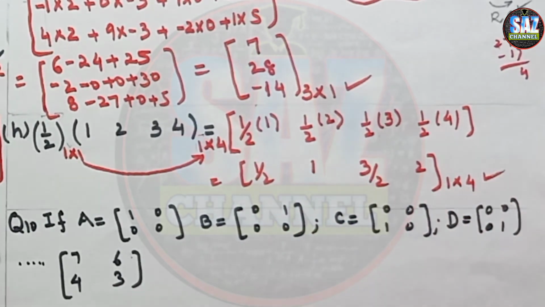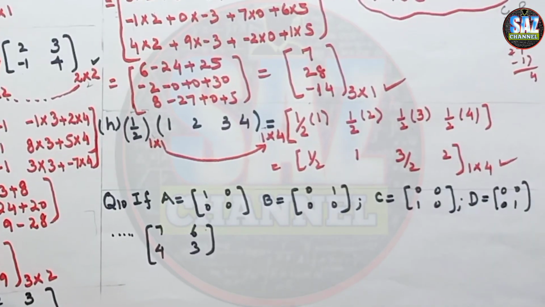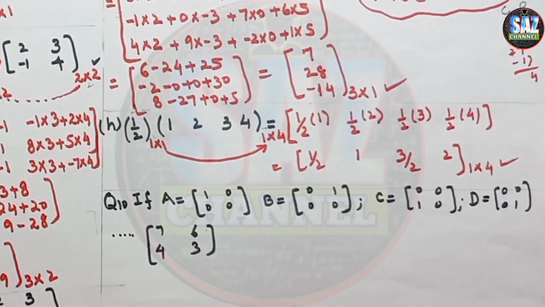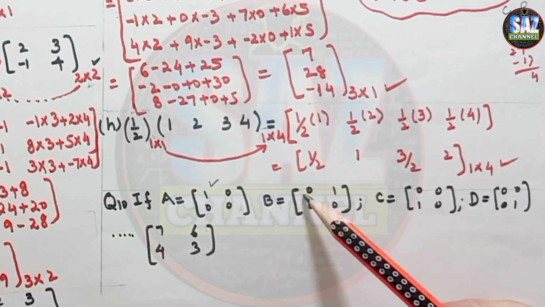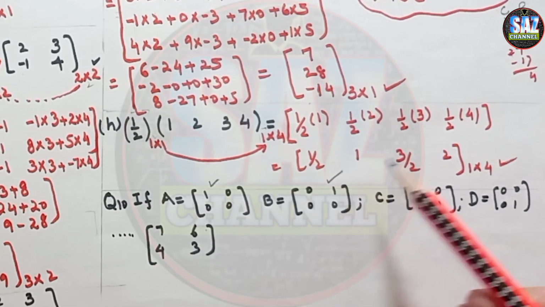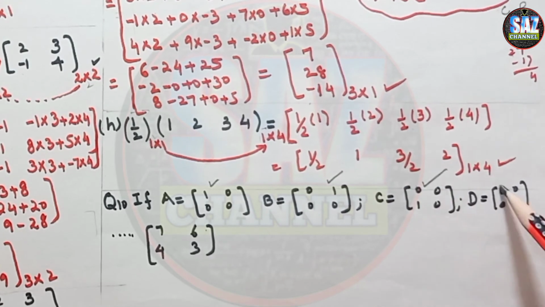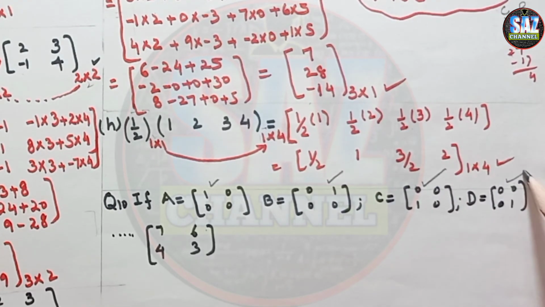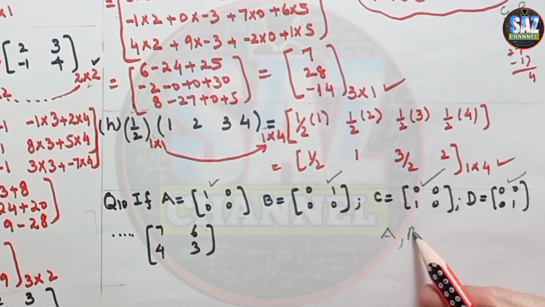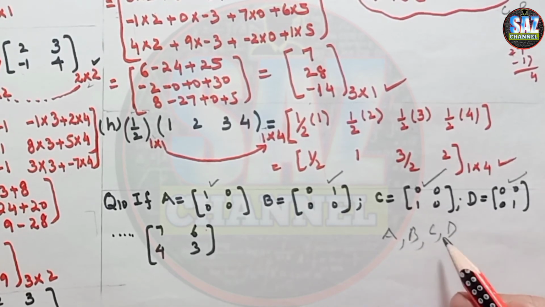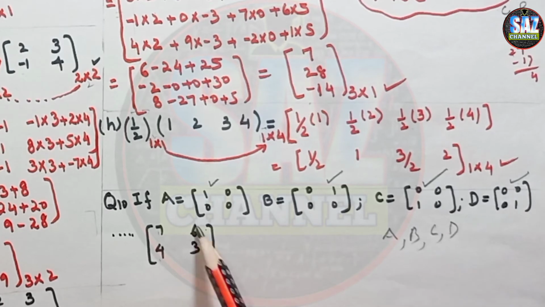I hope you are clear about this lesson, and let's quickly move to question number 10, and let me read the question from the book. Question 10 says that if matrix A is 1 0 0 1, B is 0 0 1 0, C is 0 1 0 0, and D is 0 0 and 0 1, find an expression in terms of A, B, C and D for the matrix 7 4 6 3.